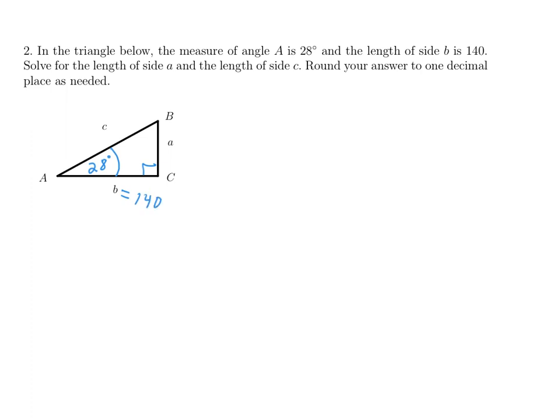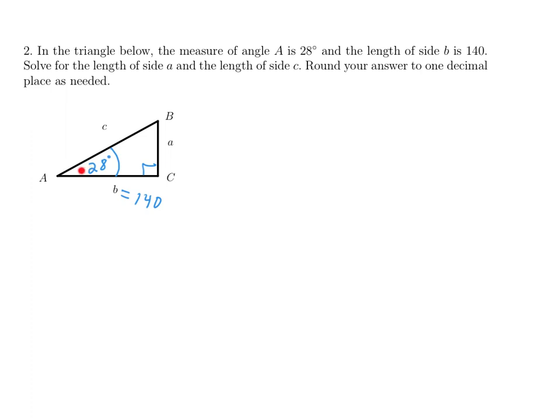And that's actually it. Using this information, can we determine what the length of side A is and the length of side C? We will round our answers to 1 decimal place as needed. So the trick for this problem is, if you first are solving for A, you'd like to use a trig function, either sine, cosine, or tangent, that incorporates this angle, this side, and this side. This is going to be tangent.